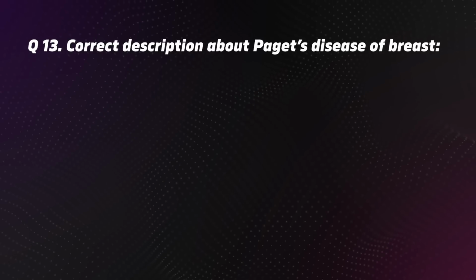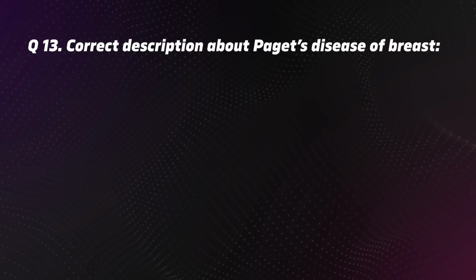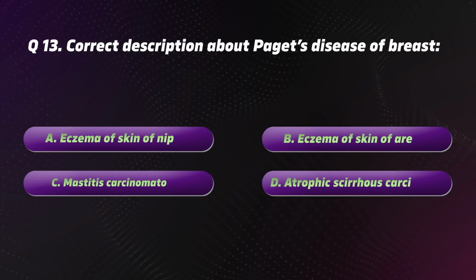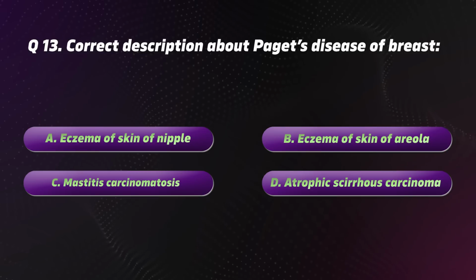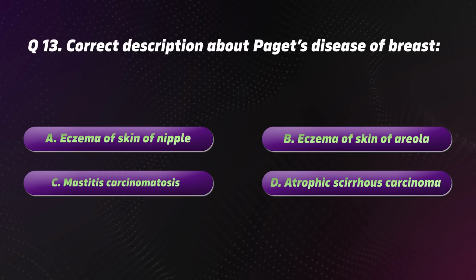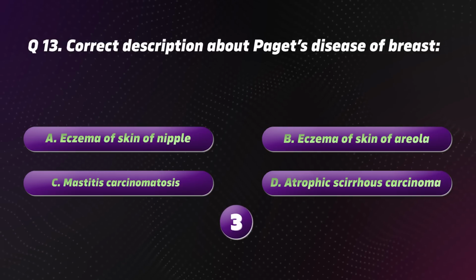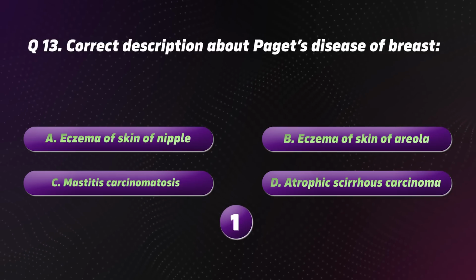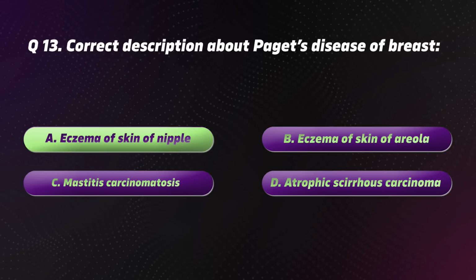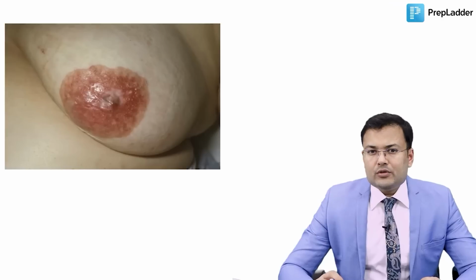Question 13. Correct description about Paget's disease of breast. Here are the options. A. Eczema of skin of nipple. B. Eczema of skin of areola. C. Mastitis carcinomatosa. D. Atrophic scirrhous carcinoma. And the correct answer is option A. Eczema of skin of nipple. Here's the explanation.